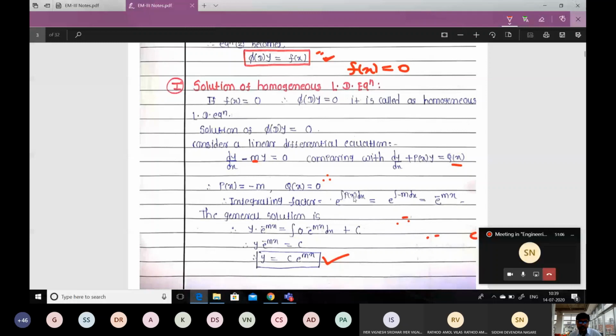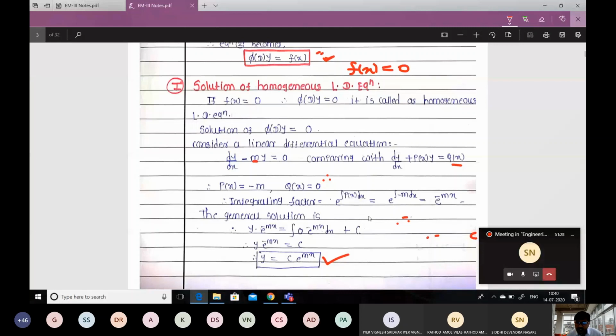But what is the value of p of x here? It is minus m, which is constant. So e to the power, I'm just substituting that value, integration of minus m dx. Minus m is constant, so we can take it outside of the integral sign. So what is the integration of dx? It is simply x. So we get the integrating factor as e to the power minus m times x.